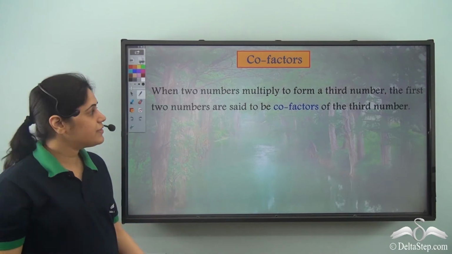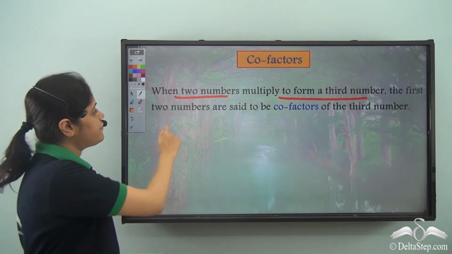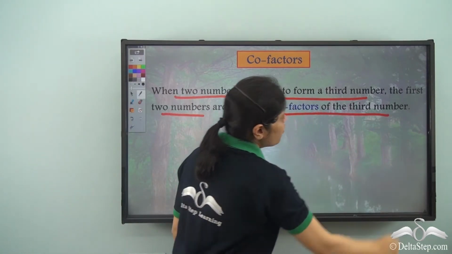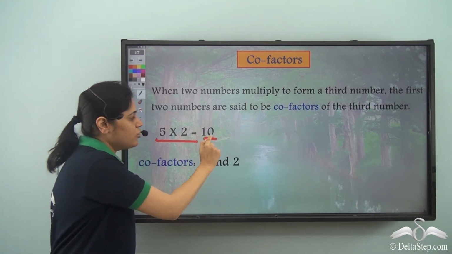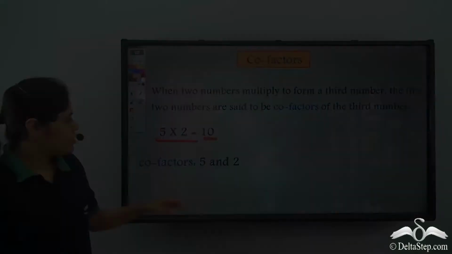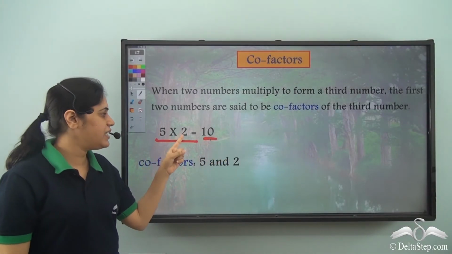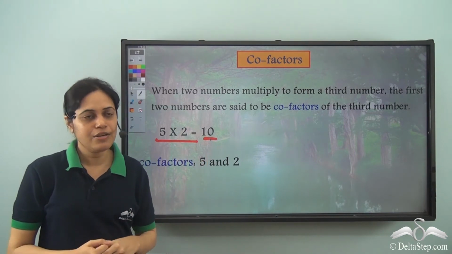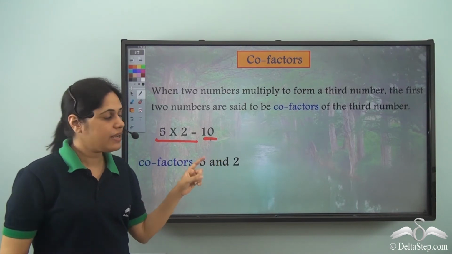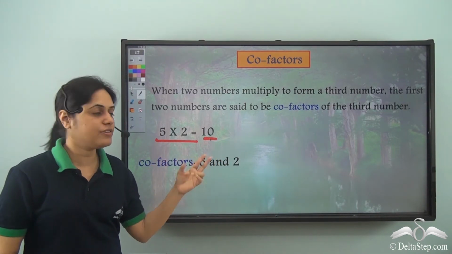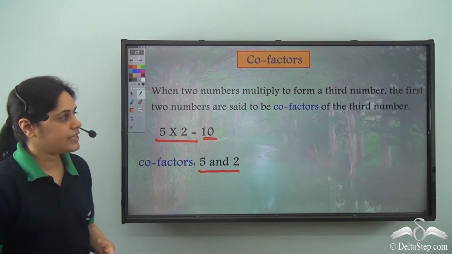So what are cofactors? When two numbers multiply to form a third number, the first two numbers are said to be cofactors. So in our example, 5 and 2, they are multiplied to give 10. So 5 and 2 are factors of 10, because a factor is a number which when multiplied with another number gives us 10. So 5 and 2 multiply to give 10. So they are factors of 10. But they multiply with each other to give 10. So 5 and 2 are the cofactors of 10.